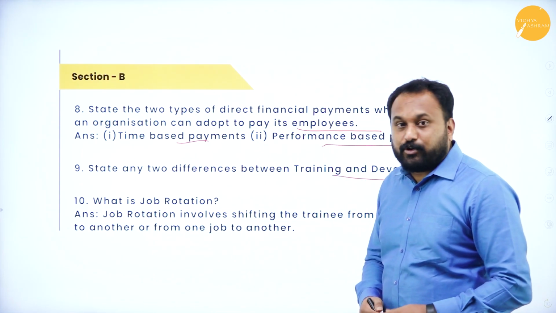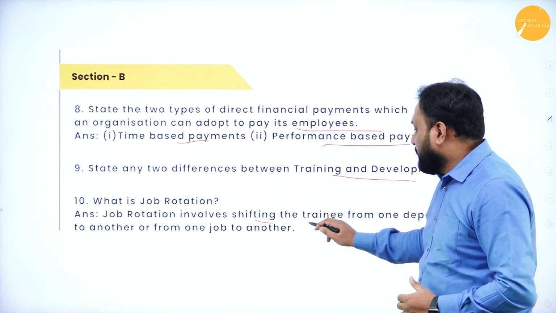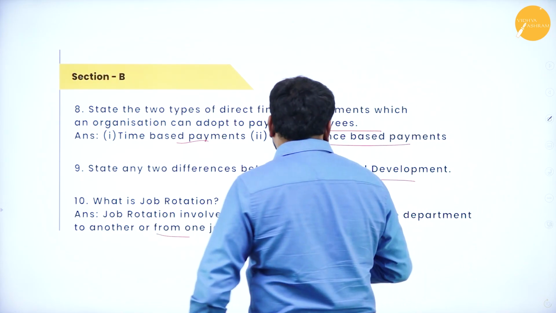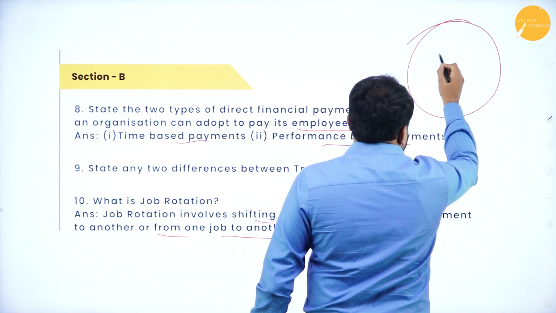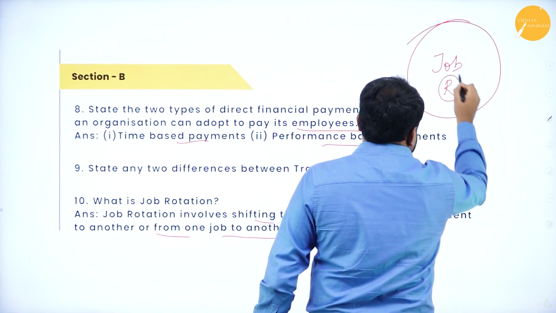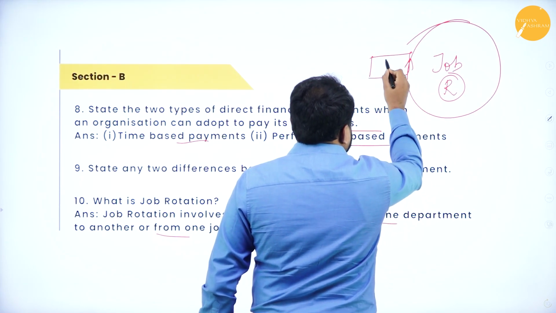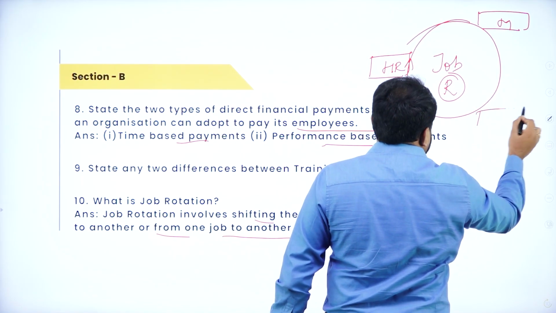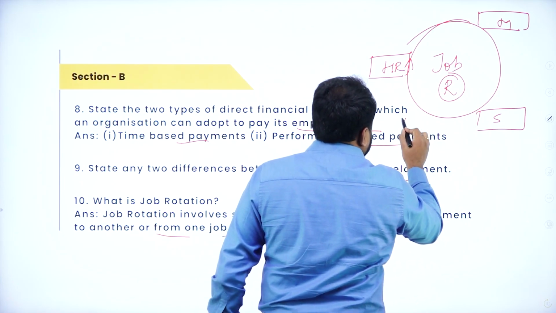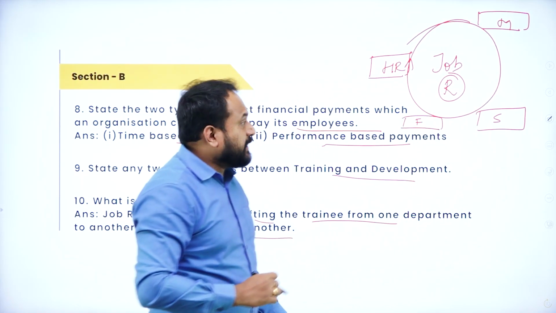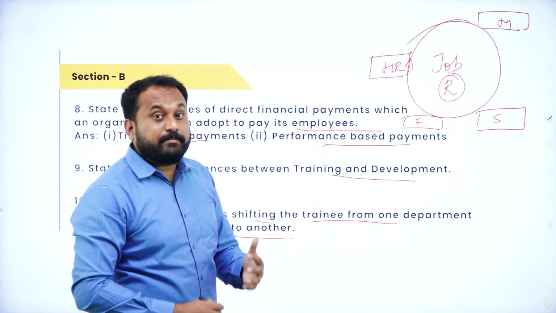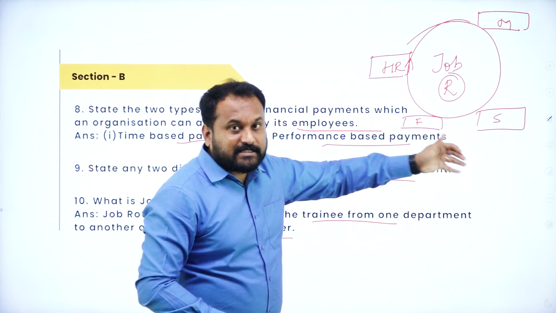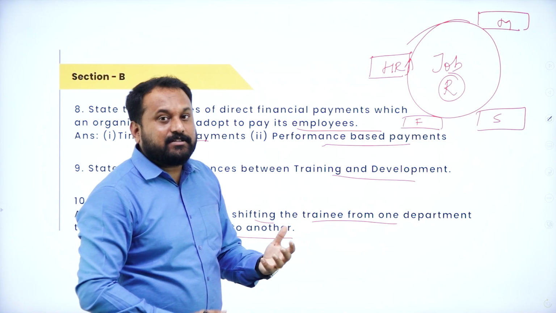Next question is: what is job rotation? Now job rotation involves shifting the trainee from one department to another, or from one job to another. Let me give you an example. Say I am working in HR. There is also a department called marketing. Then we have a department called sales. And the last department, let's go with finance. Now I'm working in HR. Job rotation will give me an idea about how the marketing department works, how sales works, and how finance works, through the experience from each and every department.